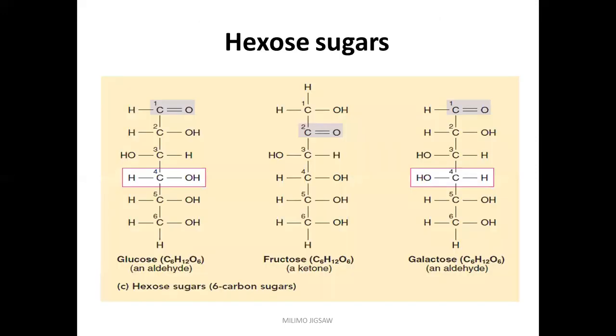So today we're going to begin on the hexose sugars. Before we go into the hexose sugars, when we look at the levo and the dextro, levorotatory, dextrorotatory.